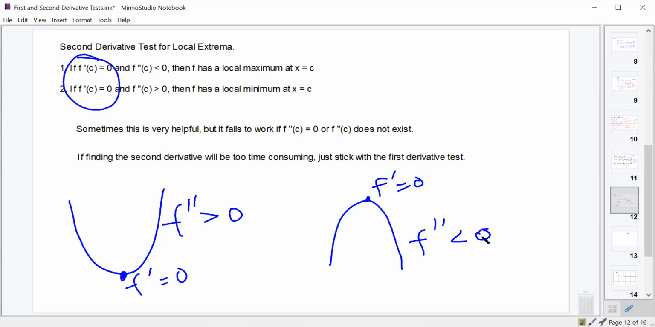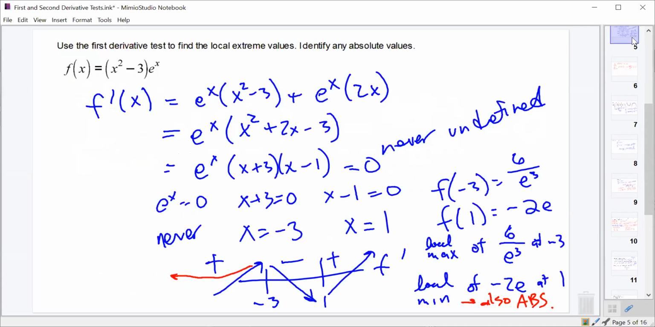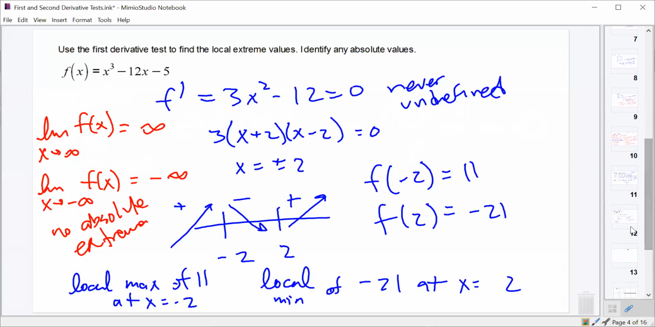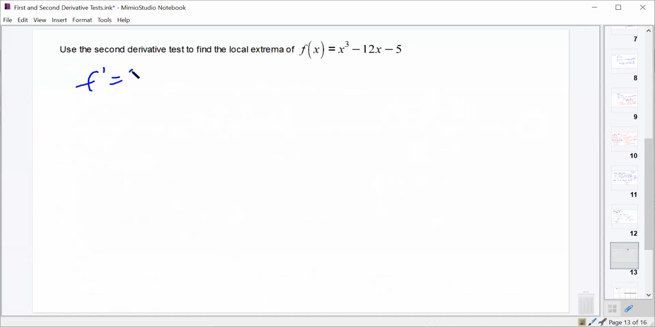So it only works when the derivative is 0, and if we can find a positive or negative value for the second derivative at that point. So let's go back to one we'd already dealt with before, x cubed minus 12x minus 5. Right, we found way back a long time ago that the critical values were x equals 2 and negative 2, right? Everybody see that? So we said f prime equals 0 at x equals positive or negative 2, and we had f prime was 3x squared minus 12.